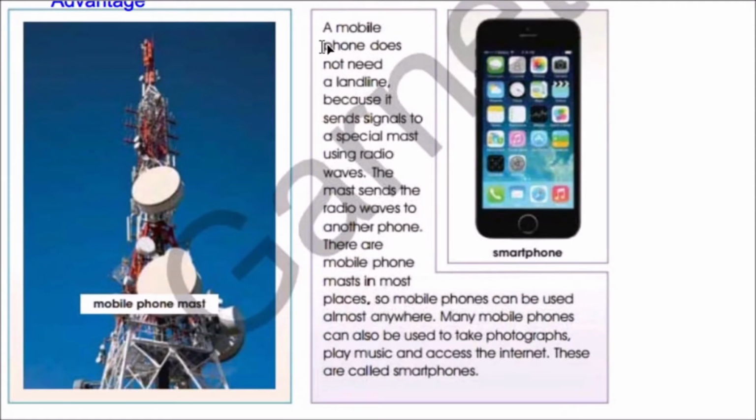A mobile phone does not need a landline because it sends signals to a special mast using radio waves. The mast sends the radio waves to another phone. There are mobile phone masts in most places, so mobile phones can be used almost anywhere. Many mobile phones can also be used to take photographs, play music, and access the internet. These are called smartphones. Now, from this text, what do you think the advantages of using a mobile phone are?